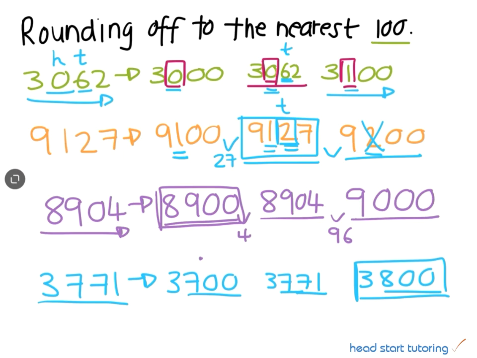We can also have a look at this by underlining our tens, because we're rounding off to our hundreds. So we look at our tens, and because our 10 is a 7, we are going to round our hundreds up by one digit to become an 8.